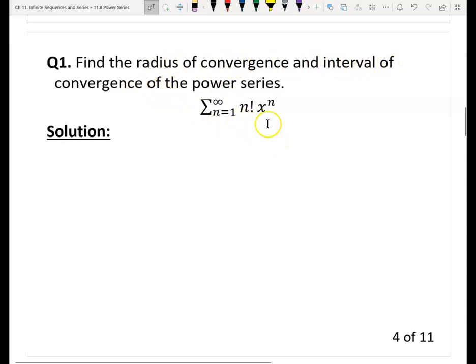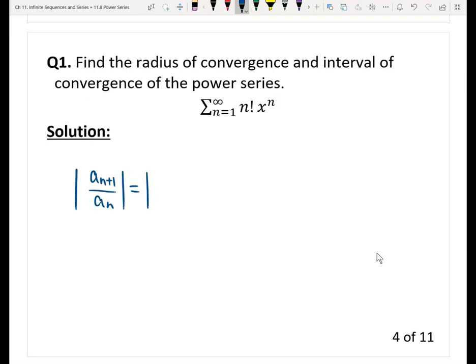Let me show. And this is centered at 0, right? Okay, which means a equals 0. How do you find the radius of convergence? Do you remember? Either use a ratio test or use a root test. Which one are we going to use? We will choose a ratio test. Why? Because we have a factorial. Okay, we learned that before. If we have a factorial, the best way is to choose a ratio. So I am going to find the limit of the ratio of a_(n+1) over a_n.